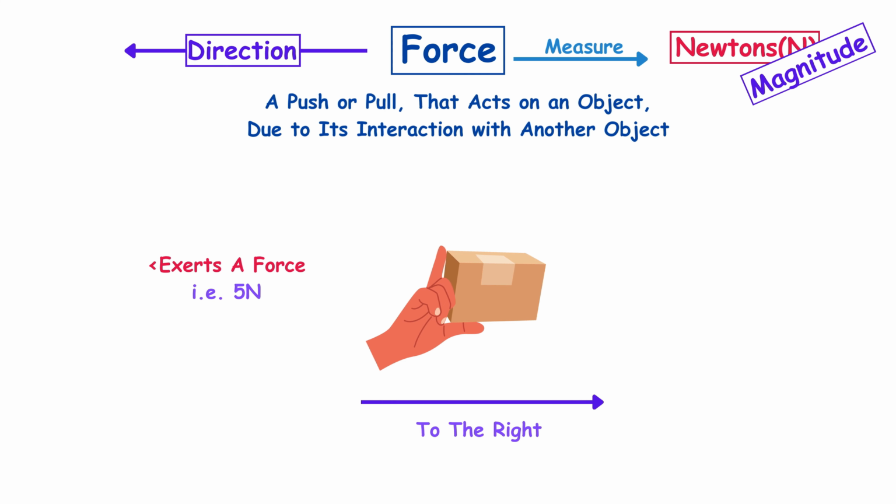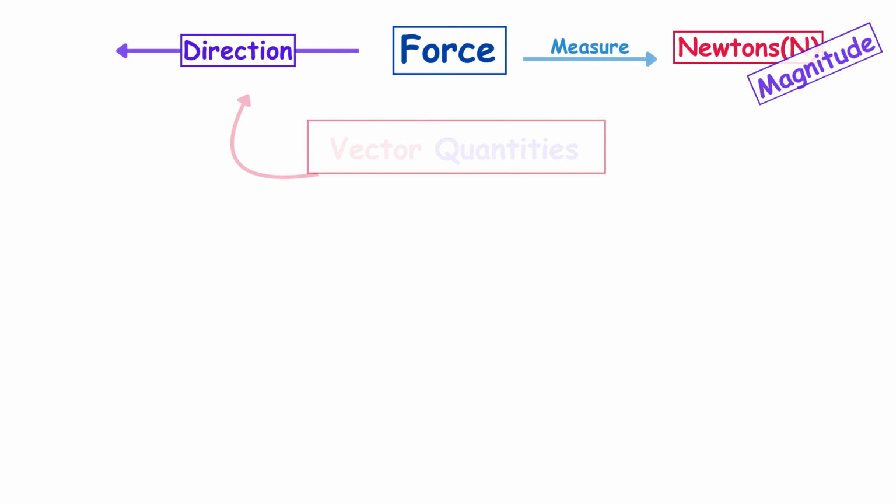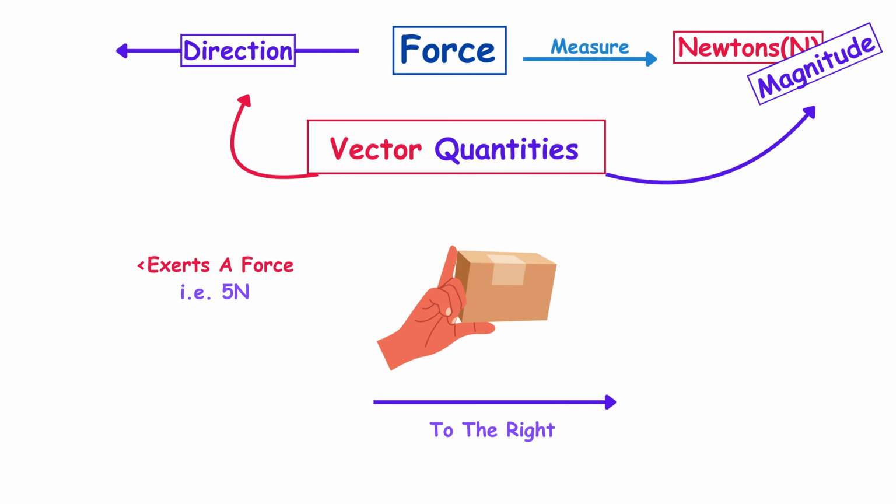However, when we talk about force, we do not just consider its magnitude, we also have to take into account the direction in which the force is applied. So, in our example, we could say that the force is acting to the right. Because force includes both a size and a direction, it is considered a vector quantity, and not just a scalar quantity, which would only include magnitude.